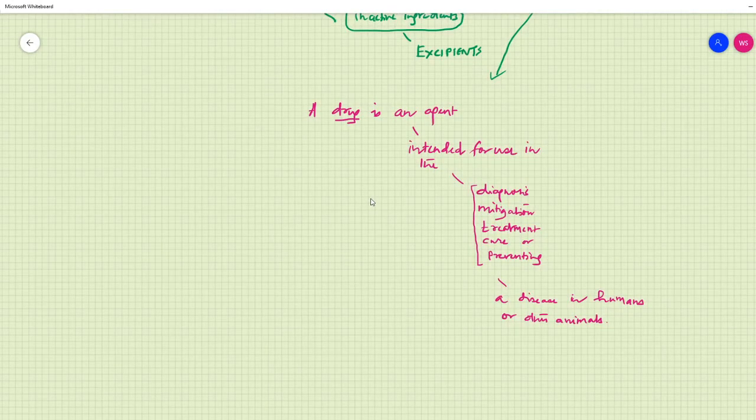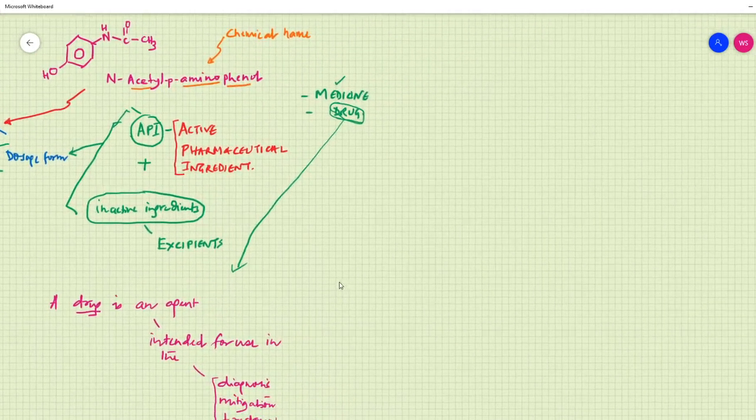But as far as the legal enforcement of the drug laws is concerned, there is a legal definition of the drug, which is usually the definition mentioned in the Pharmacopoeia, which is a book containing the official drugs in a particular jurisdiction, in a particular country. So this is not the legal definition, but this is a working definition. A drug is any agent which is intended for diagnosis, mitigation, treatment, cure, or preventing a disease in humans or other animals.